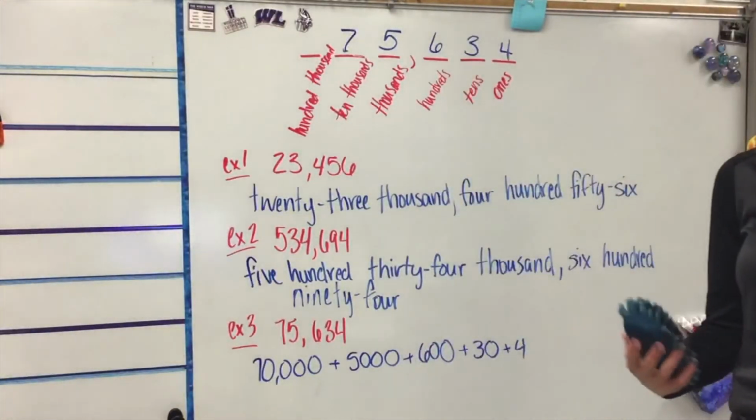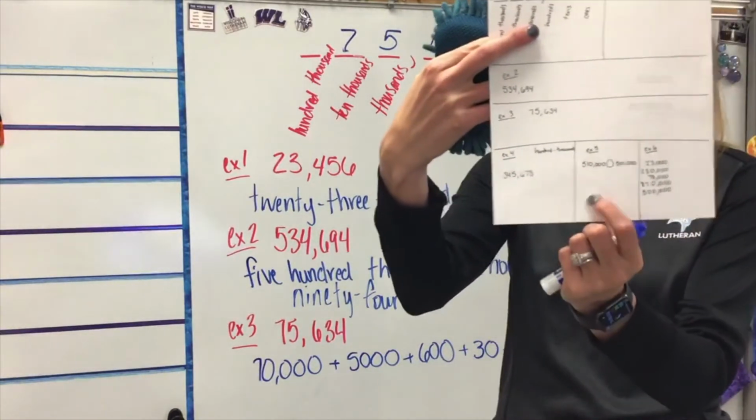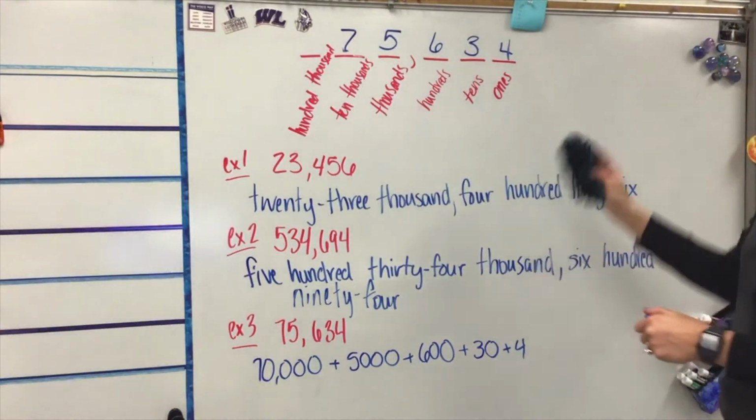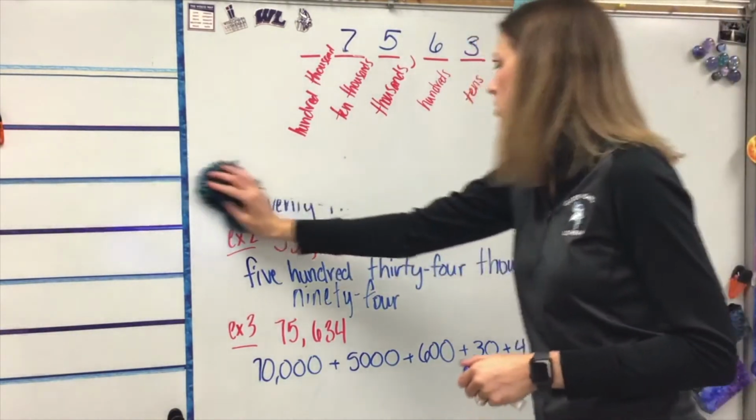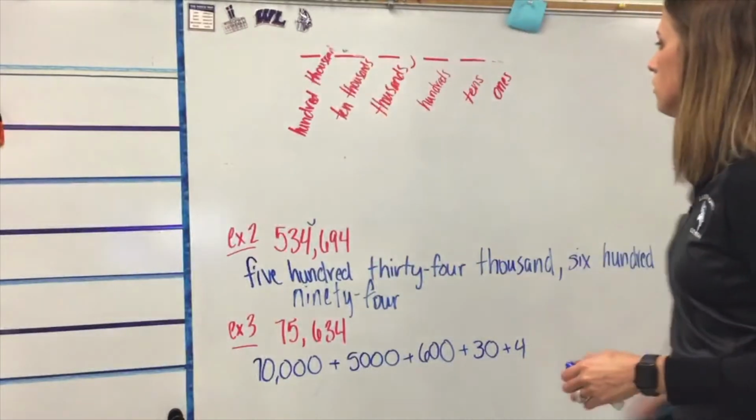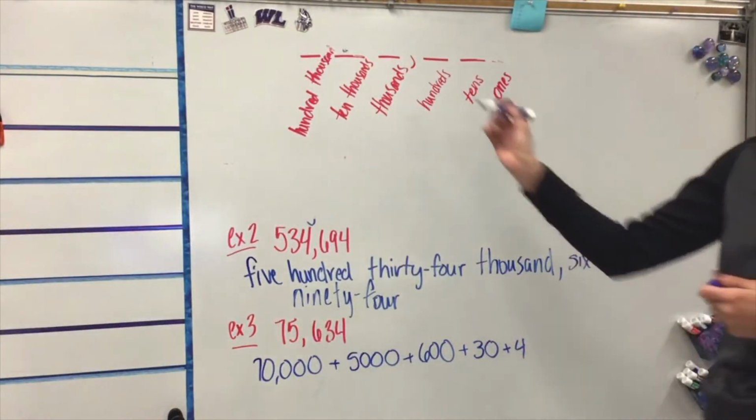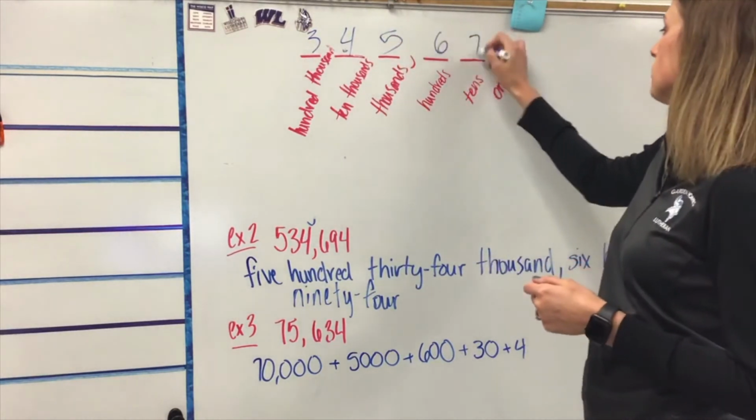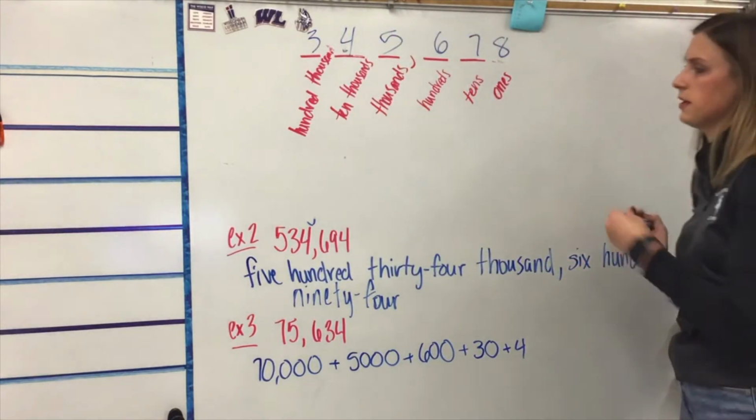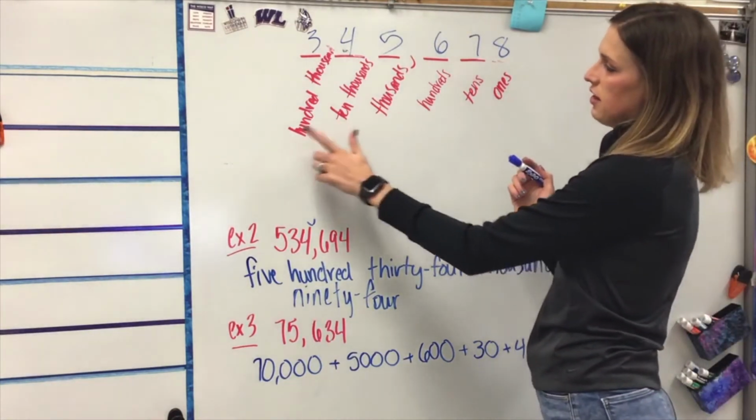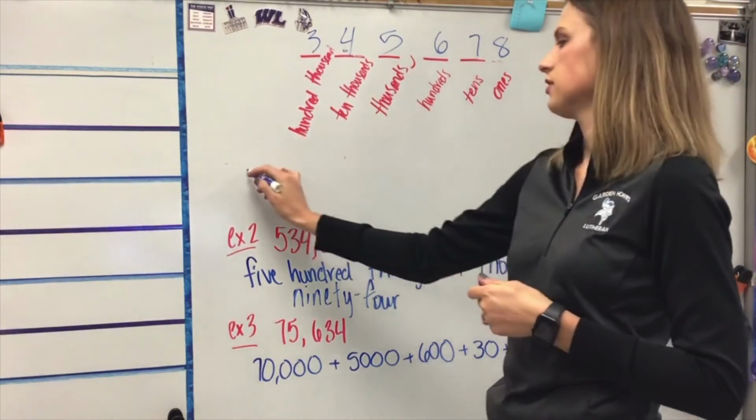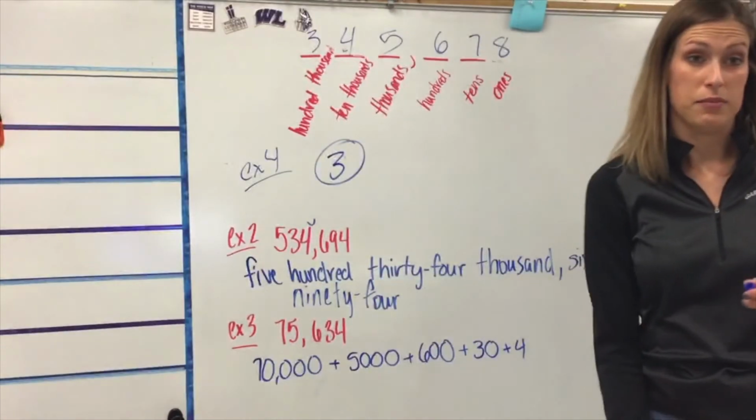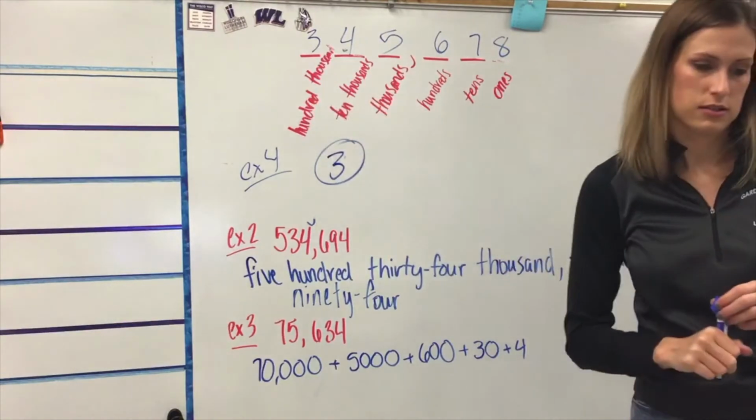Example 4, you can see that number on your paper right there. Look at which digit is in the hundred thousands place. Well, we've got 3, 4, 5, comma, 6, 7, 8. Which is the hundreds, thousands place? Ones, tens, hundred, thousands, 10,000, 100,000. So for example 4, you can just circle the digit 3 because that's in our hundred thousands place.